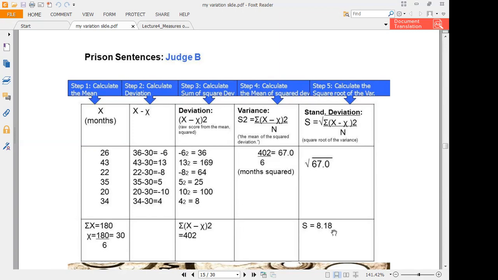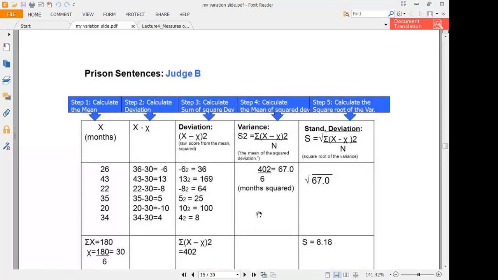8.18. So now you can conclude that on average, if you commit the same crime, Judge B is going to give you 30 years in prison. So that is what we can deduce from Judge B. And we are able to confirm that the standard deviation for Judge B is 8. We can neglect the decimal part and just say 8 months in prison.